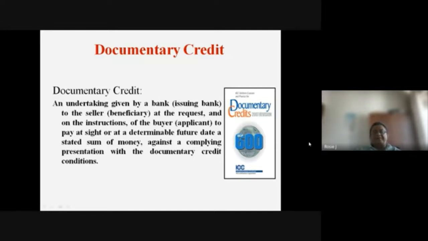Documentary credit is an undertaking given by a bank, the issuing bank, to the seller, at the request and on the instructions of the buyer, to pay at sight or at a future determinable date, the status of money against compliant presentation of the documents. Now all this jargon is there, right? But what it says underlying is a very simple thing.